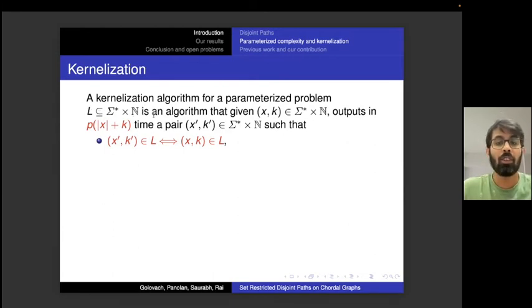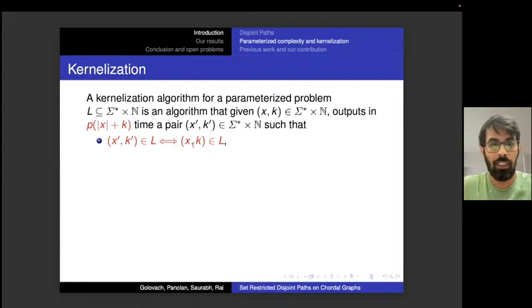So given an instance of L, what does the kernelization algorithm do? It takes polynomial time in the input size and outputs another instance of the same problem. So it outputs (x prime, k prime), an instance of the same parameterized problem, such that the new instance is a yes instance if and only if the original instance was a yes instance.